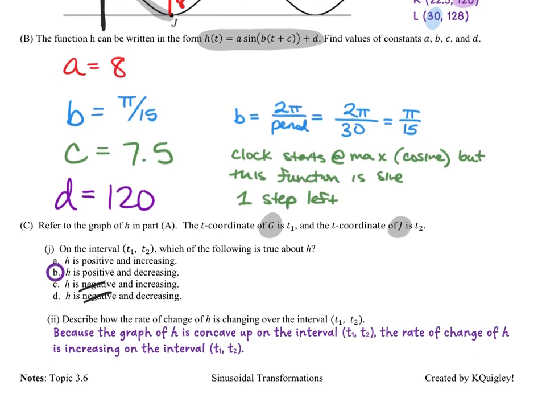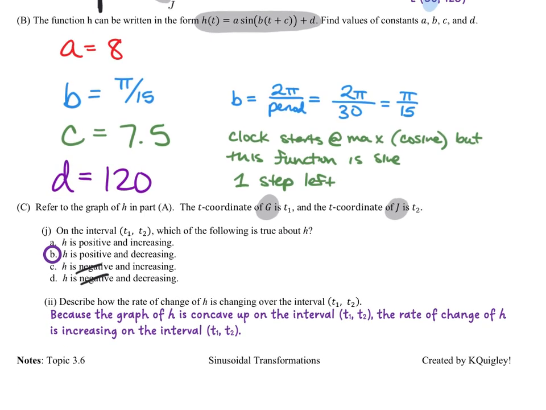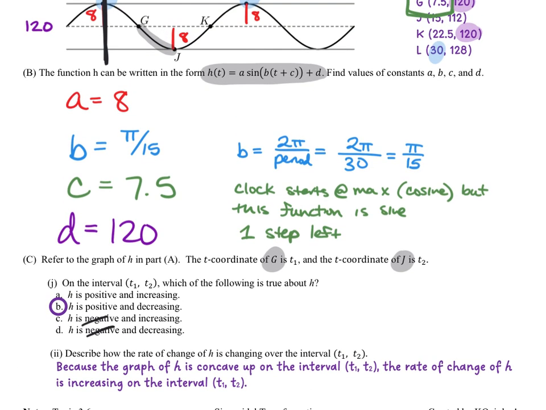For part 2 of part C, it asked me to describe the rate of change. On that section, it's hard to show both, we would notice that it is concave up, which means that the rate of change is increasing. Those are the keywords we're looking for. Concave up, rate of change is increasing. Not the function is increasing, the rate of change is increasing.